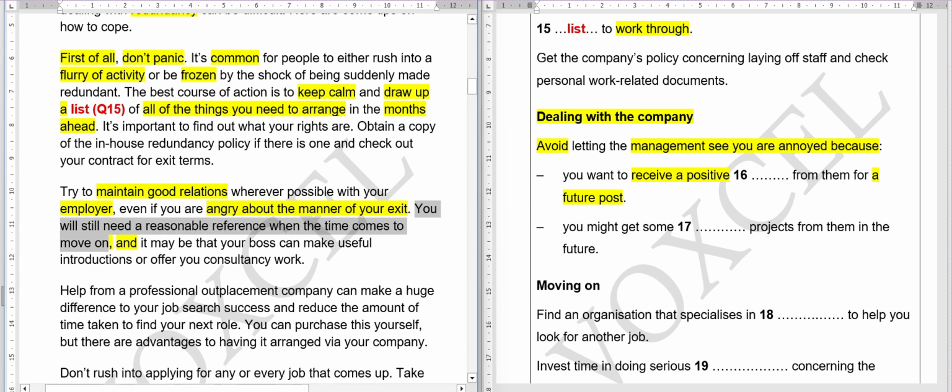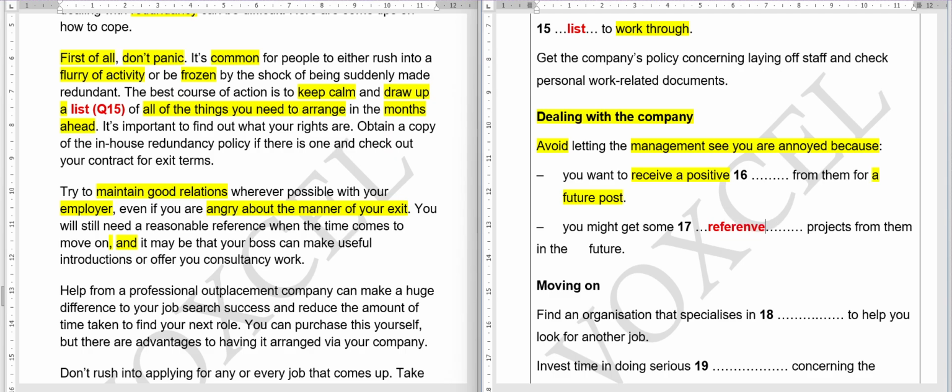Okay, time's up. What I'm going to do is write the answer here, and the answer is reference. Let me correct this. The answer is reference. Where is it? Here. Let me write the question number, then I will explain why this is our answer.